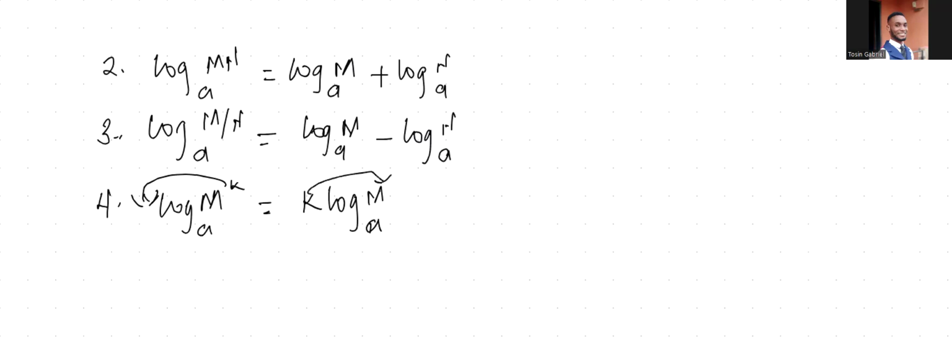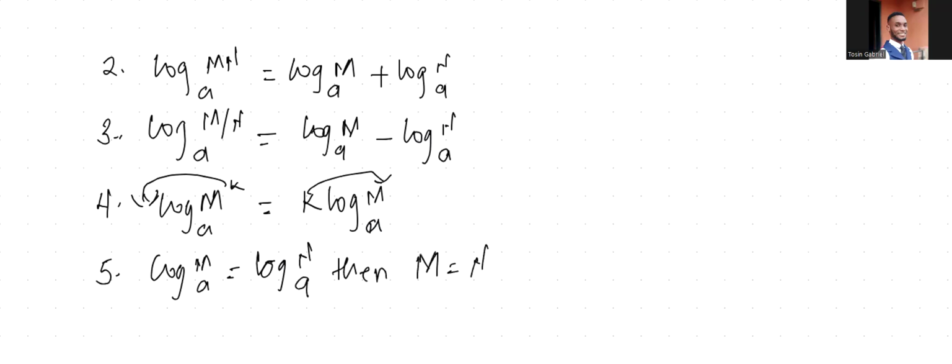Then the fifth law: if you have log m base a equals log n base a, then m is equal to n. Which means this one becomes this one because they are of the same logarithm.